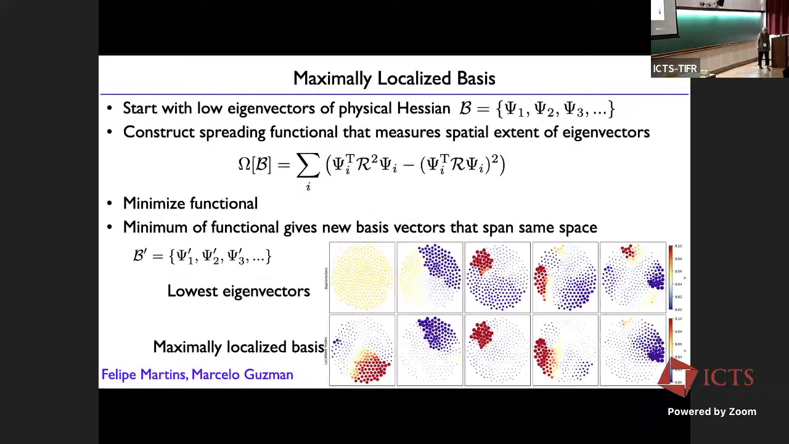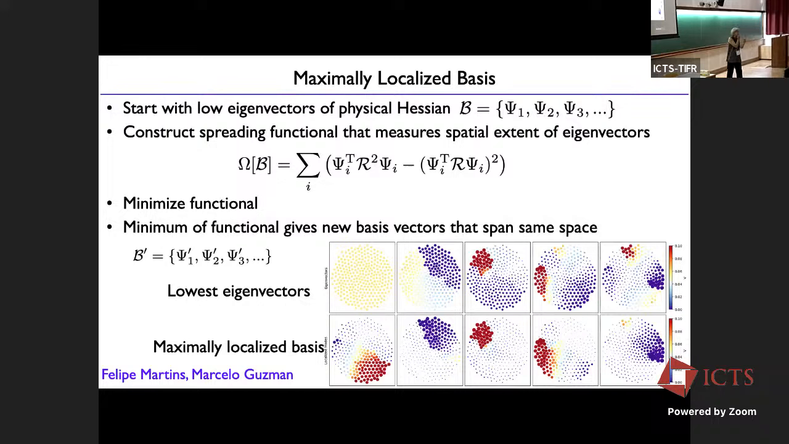So how do we pull it out, especially in a more complicated case like linear regression? What we do is we start out with the low eigenvalues of the physical Hessian, the lowest ones that clearly come down as you learn.